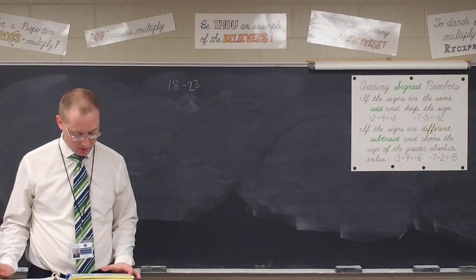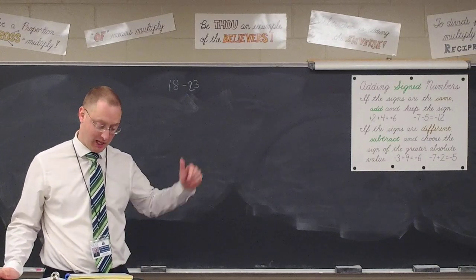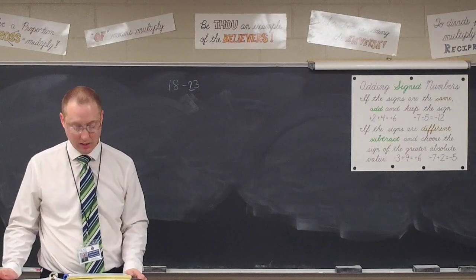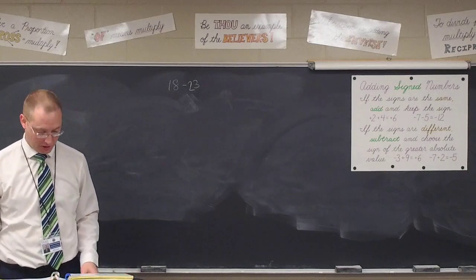4 plus negative 9. Signs are different, so keep the sign of the greater. We get negative 5. Number 23, how do we rewrite it, Kirsten?